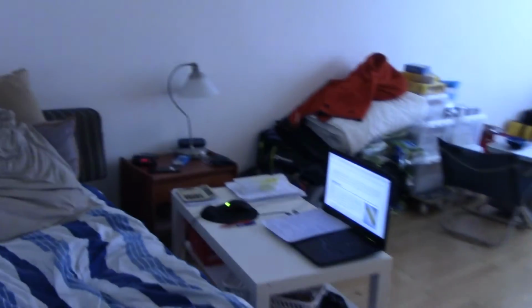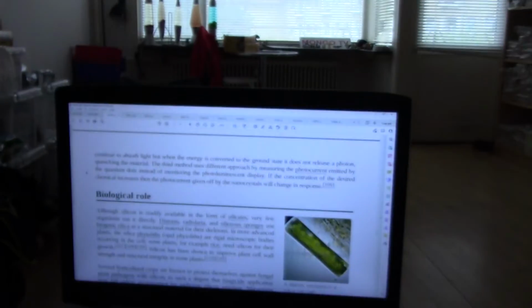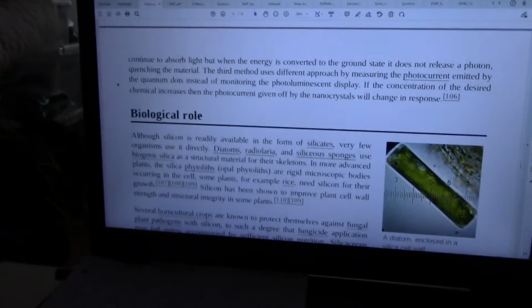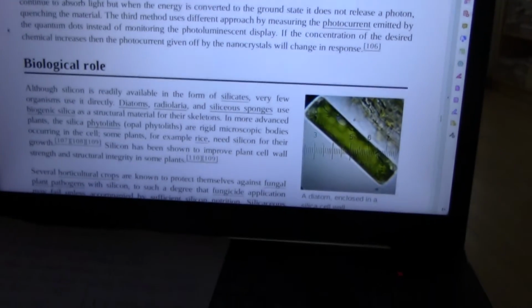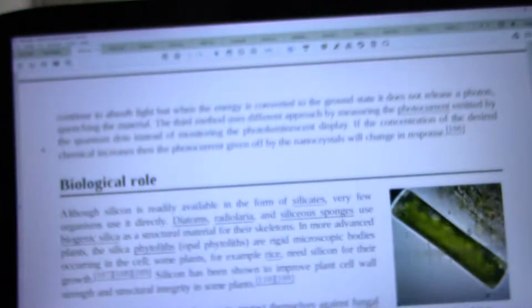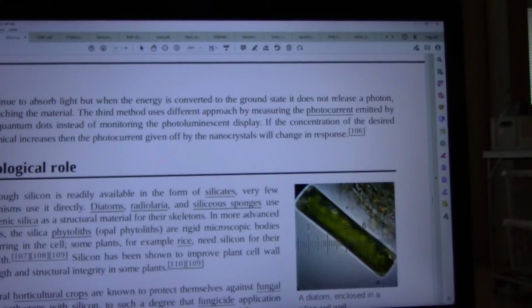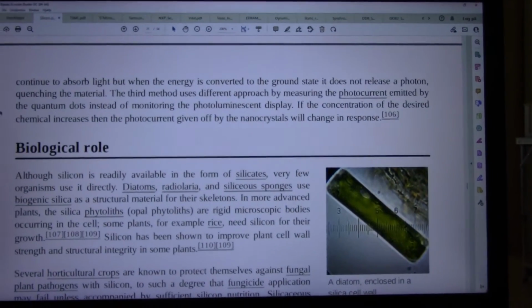But this Wikipedia article is high level. It's like a university level introduction to silicon, or high level for high school. But you can get many books with many thousands of pages about this metal. I don't know if silicon is a metal or not, or if it's part of a metal.